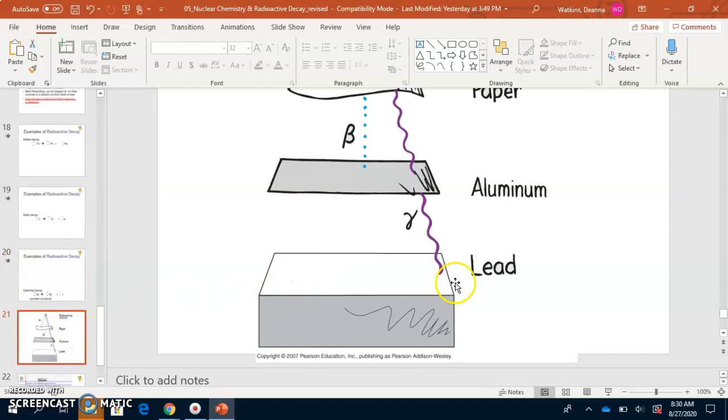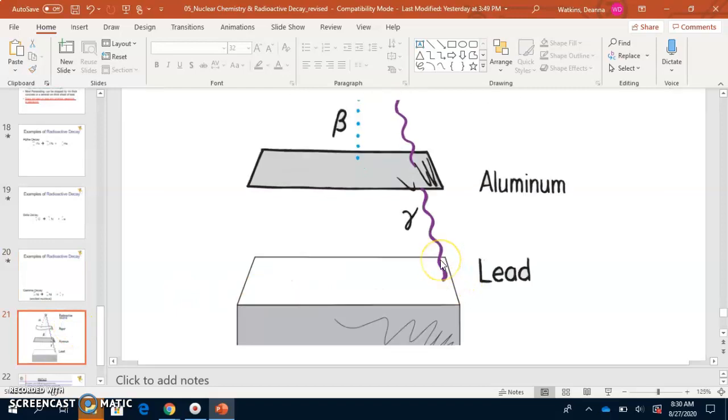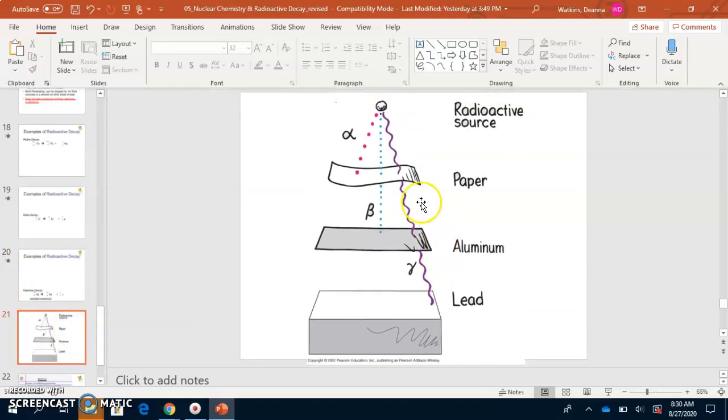And the last thing that I wanted to note is what each type of particle can go through. If this is your particle, it can be stopped by a piece of paper for alpha. It could be stopped by aluminum for beta, and the particle can only be stopped by a thick block of lead if it is a gamma particle.